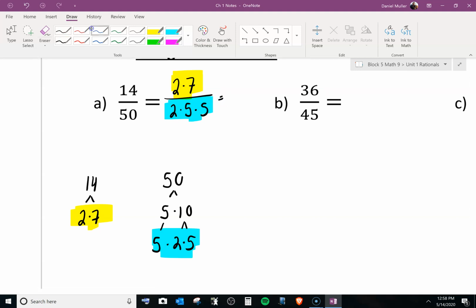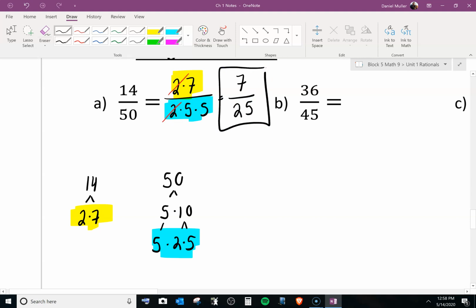Now I use a different color pen, and I cancel out anything that is common on top and bottom. So there's a 2 common on top and bottom. That's the only thing that's common, so I'm left over with a 7. And on the bottom, I'm left over with a 5 times 5, which is 25. And that is our reduced fraction. So that's how we're going to be doing it. Like I said before, there could be a faster way for something like this, but we're just trying to find a bit of a pattern or a rhythm. So I'm starting with some easier ones, and then they'll get progressively more difficult.